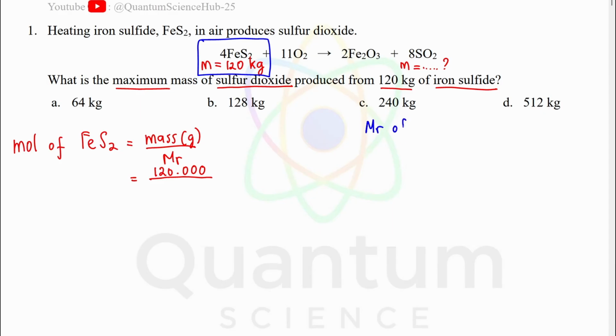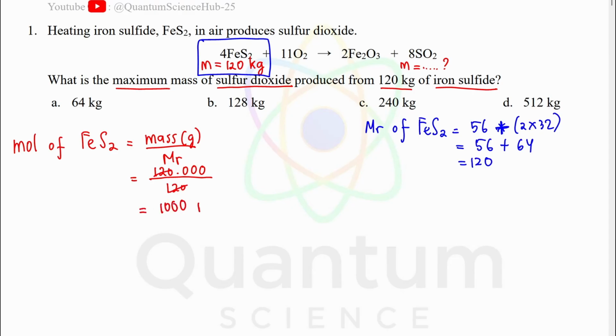So we find in here the Mr of FeS2 equals, if you check in the periodic table, Fe is 56 and sulfur is 32, right? And we have 2 sulfur in here. So 2 times 32. So equals to 56. This one should be plus, okay? Plus 64. So equals to 120. And then you divide by 120, right? So equals to 1,000 mole.